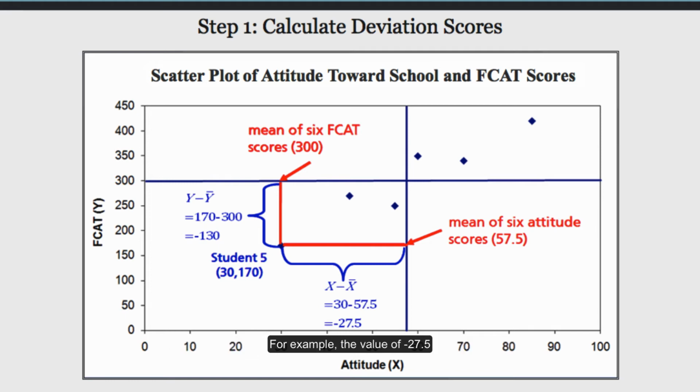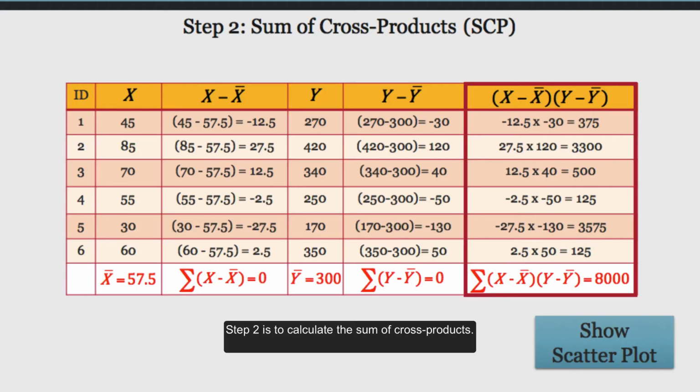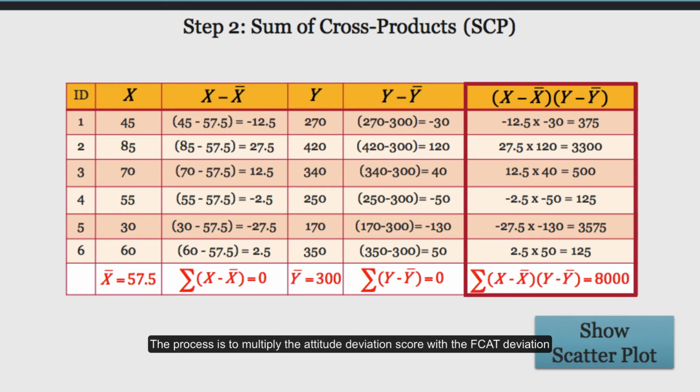For example, the value of negative 27.5 for the attitude variable x means that student 5's attitude score was 27.5 points below the mean of the 6 students' score. Step 2 is to calculate the sum of cross products. The process is to multiply the attitude deviation score with the FCAT deviation score for the same person. That is x minus x bar times y minus y bar.